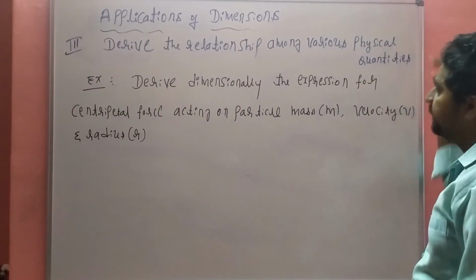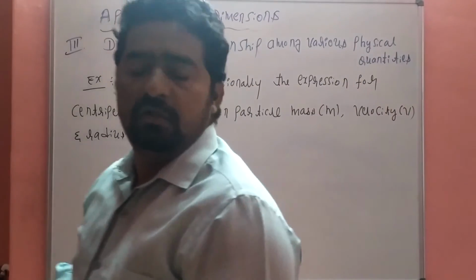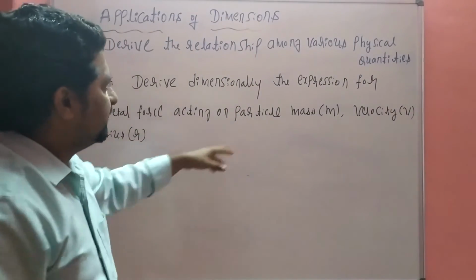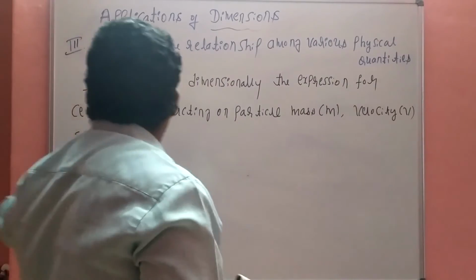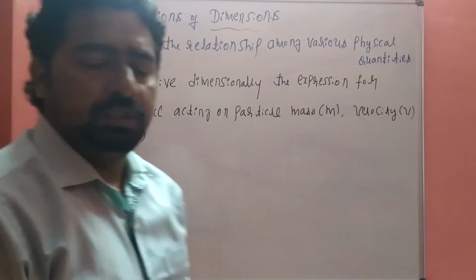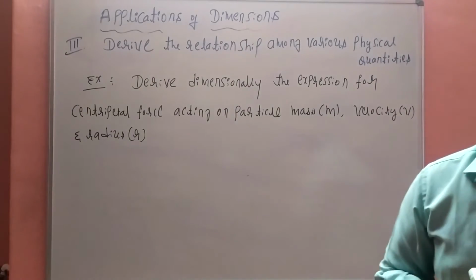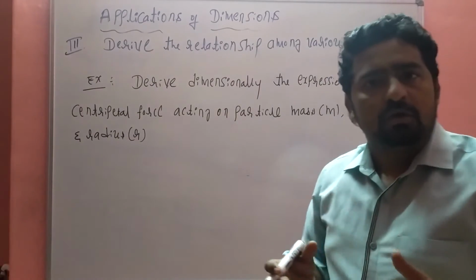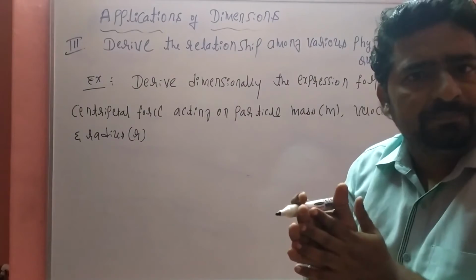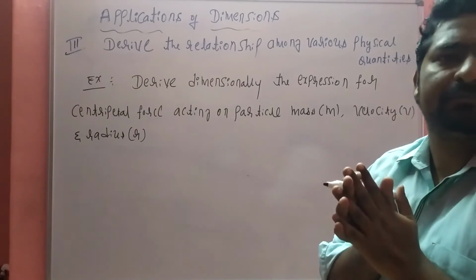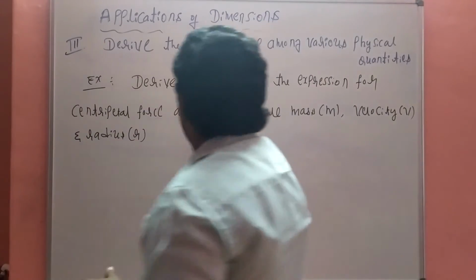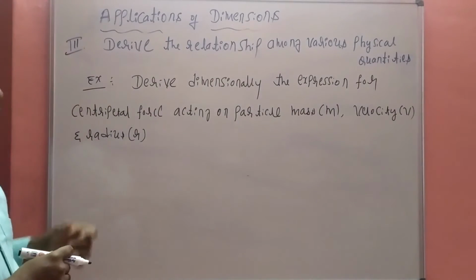Derive the relationship among various physical quantities. For example, mass, velocity, radius. You take derived physical quantities or fundamental physical quantities, any one, to build the relation. So that is the application.